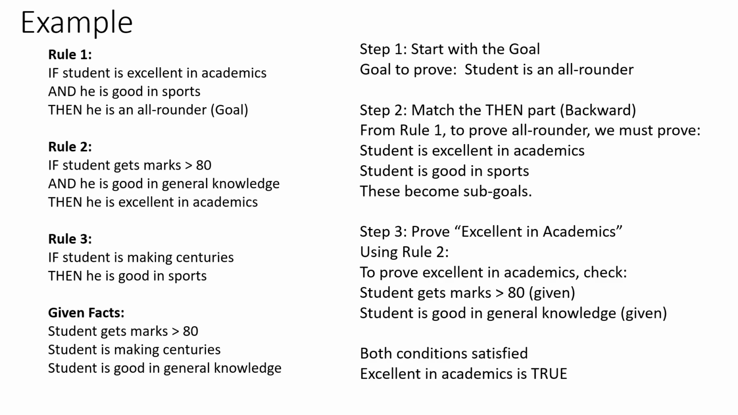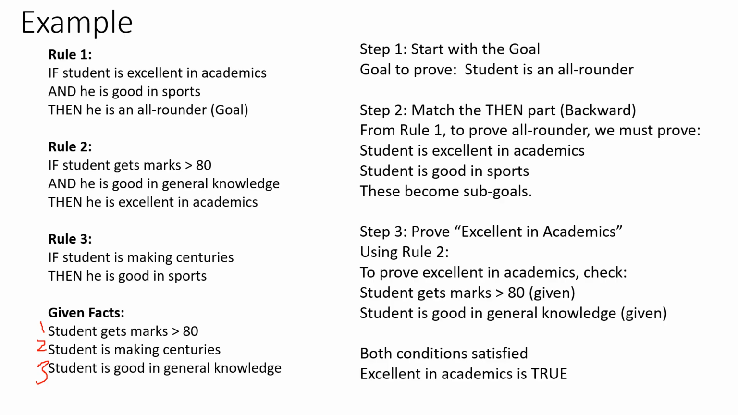He is an all-rounder. Then the second rule: if a student gets marks above 80 and he is good in general knowledge, then he is excellent in academics. And the third rule: if a student is making centuries, then he is good in sports. Then we can see there are three facts in our working memory: student gets marks above 80, student is making centuries, and student is good in general knowledge. So there are three facts.